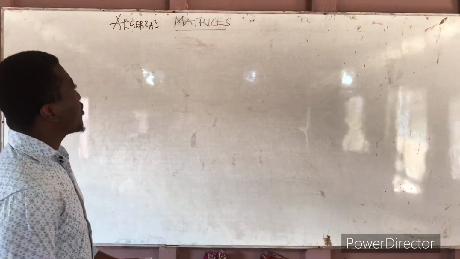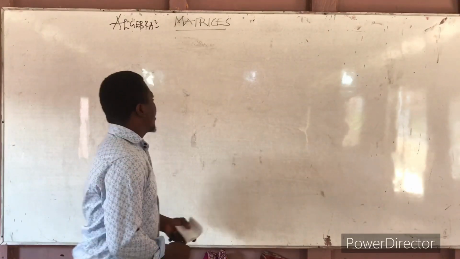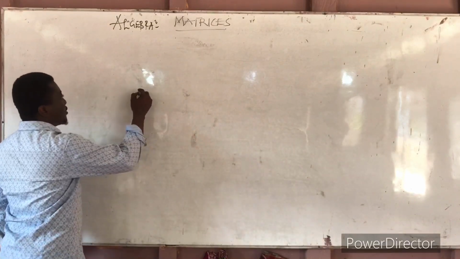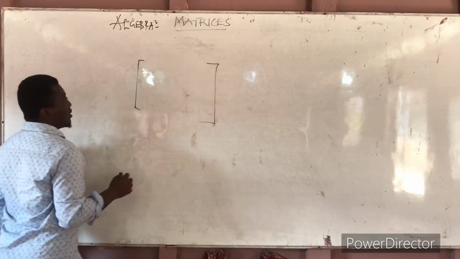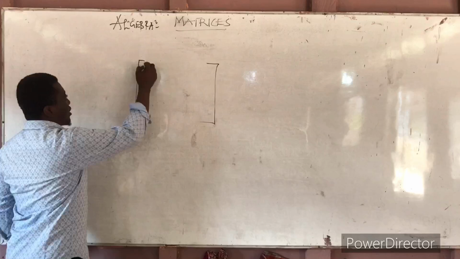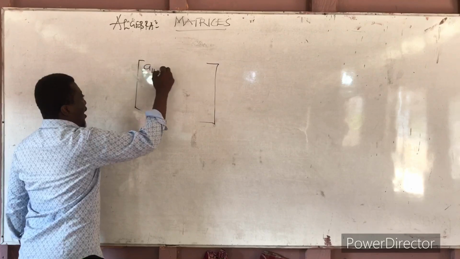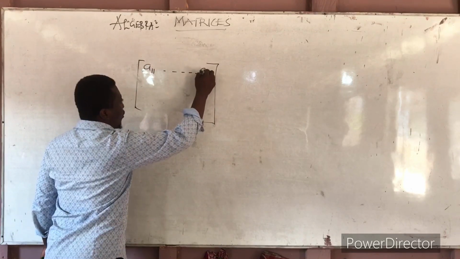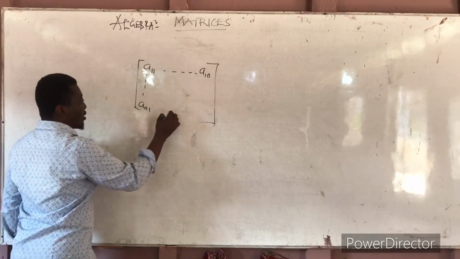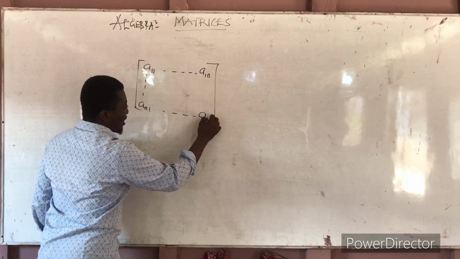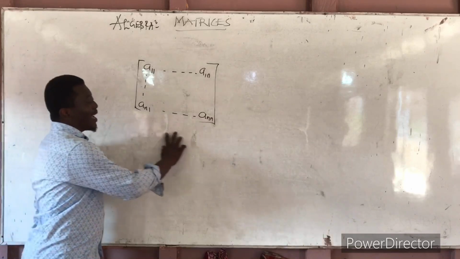Today, the topic we are treating is matrix. And when we talk of matrix, it is a rectangular shape that is filled with entries a11, a1n, an1, ann. So basically, this is a matrix where n can be any number.